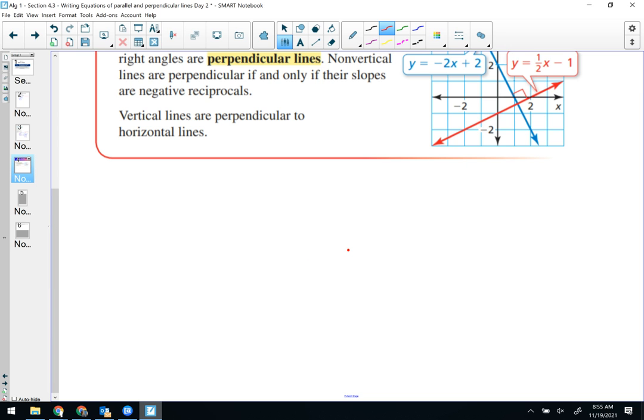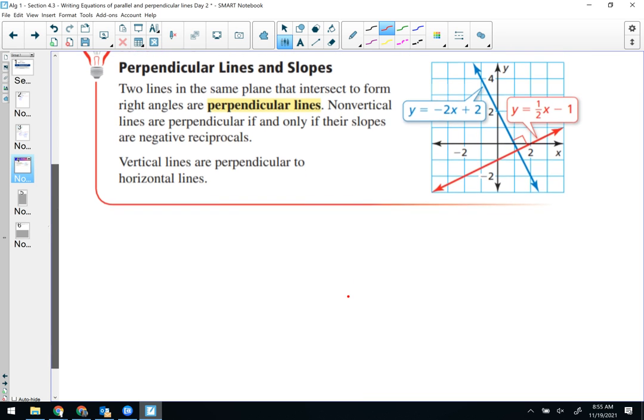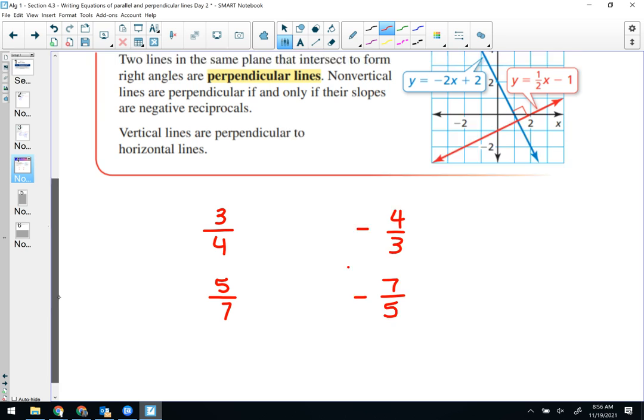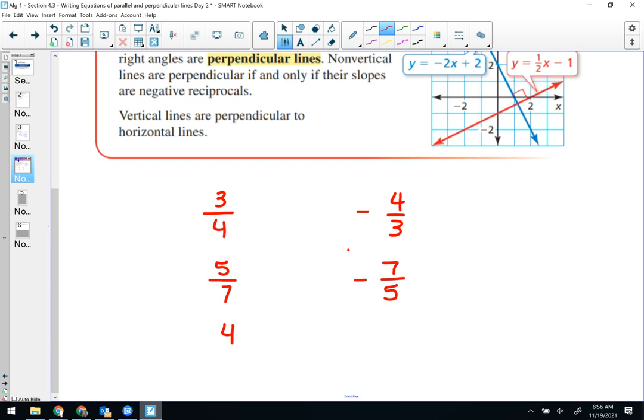Let me show you a couple more examples of lines that would be perpendicular and their slopes. If I had 3/4 and negative 4/3, those would be perpendicular. If I had 5/7 and negative 7/5, those would be perpendicular. If I had 4 and negative 1/4, those would be perpendicular.